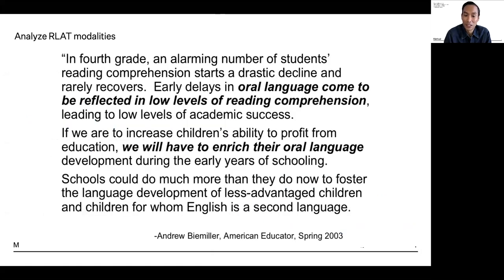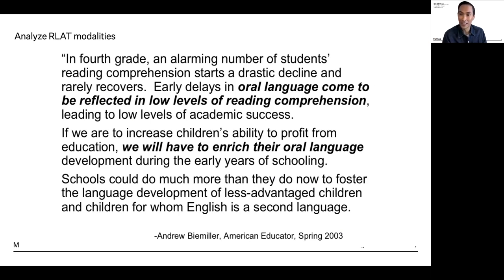I like this excerpt from Andrew B. Miller, all the way back from 2003. He says, in the 4th grade, an alarming number of students' reading comprehension starts a drastic decline and rarely recovers. Delays in oral language come to be reflected in low reading comprehension that lead to low levels of academic success. So if we are to increase a child's ability to profit from education, we'll have to enrich their oral language during the early years of school.